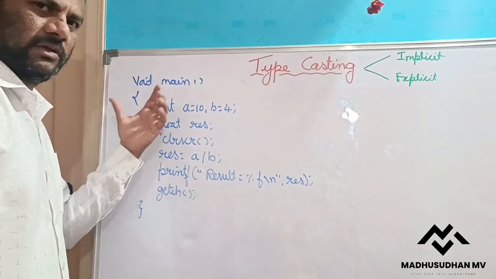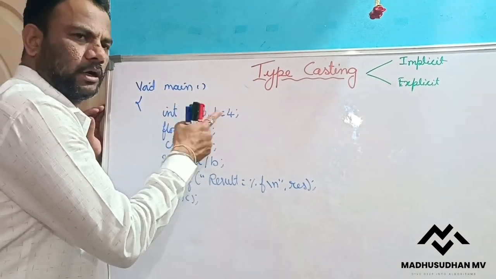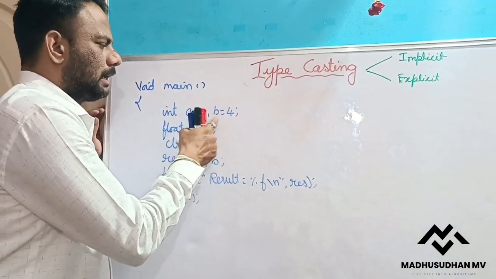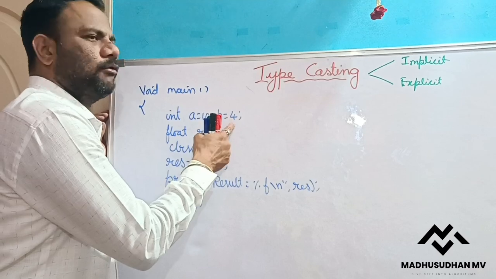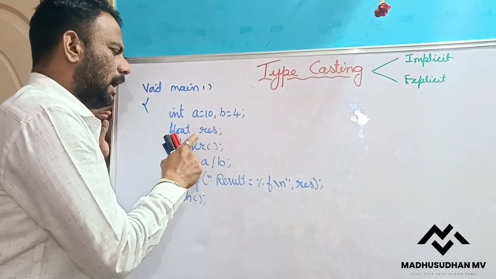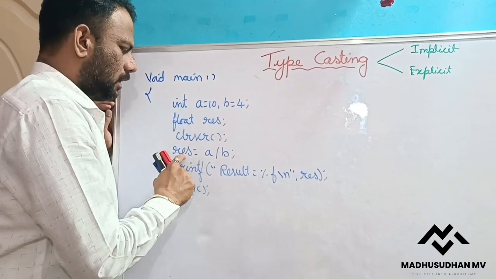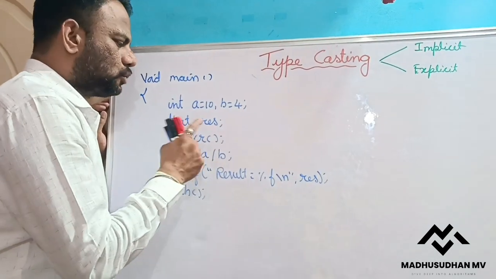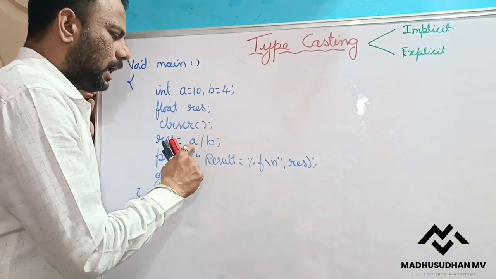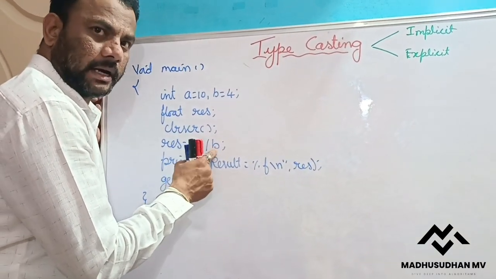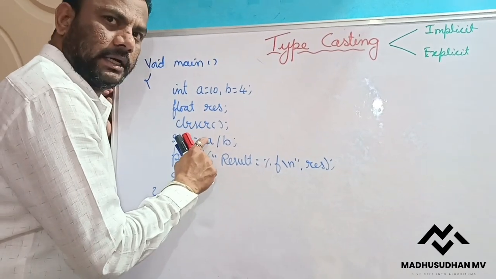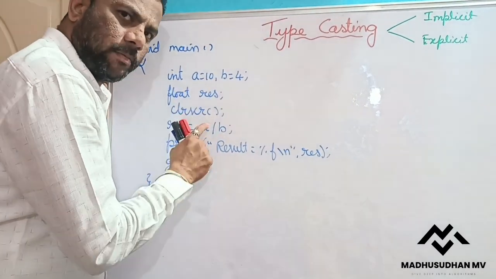I will take the same example now. See, I declared again the two variables a and b, both as integers. Again, the same 10 and 4 are given to a and b. I declare one variable res, and res is equal to a by b. So here what will it do? a and b are both the same data type, integer, so it will do an integer operation.